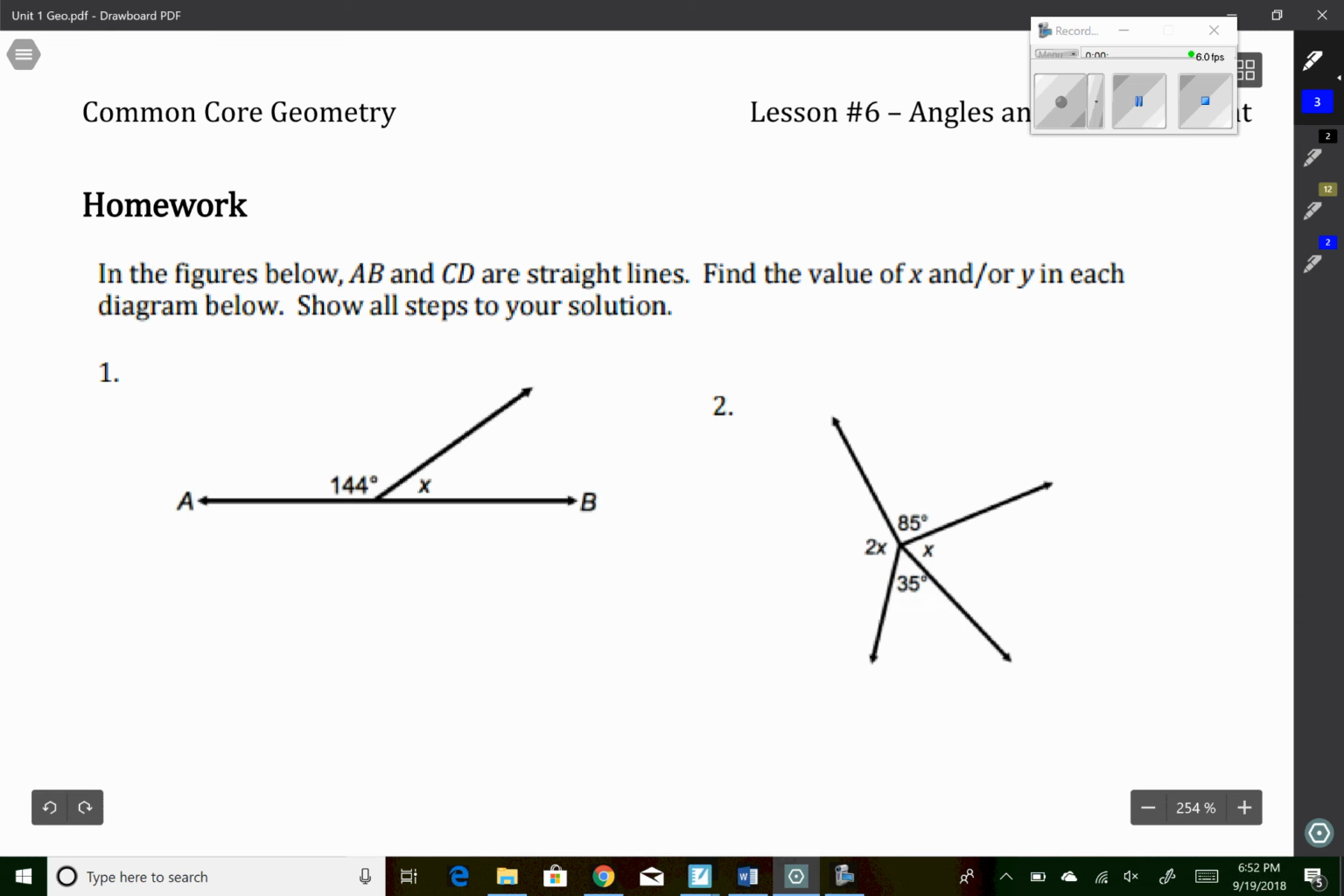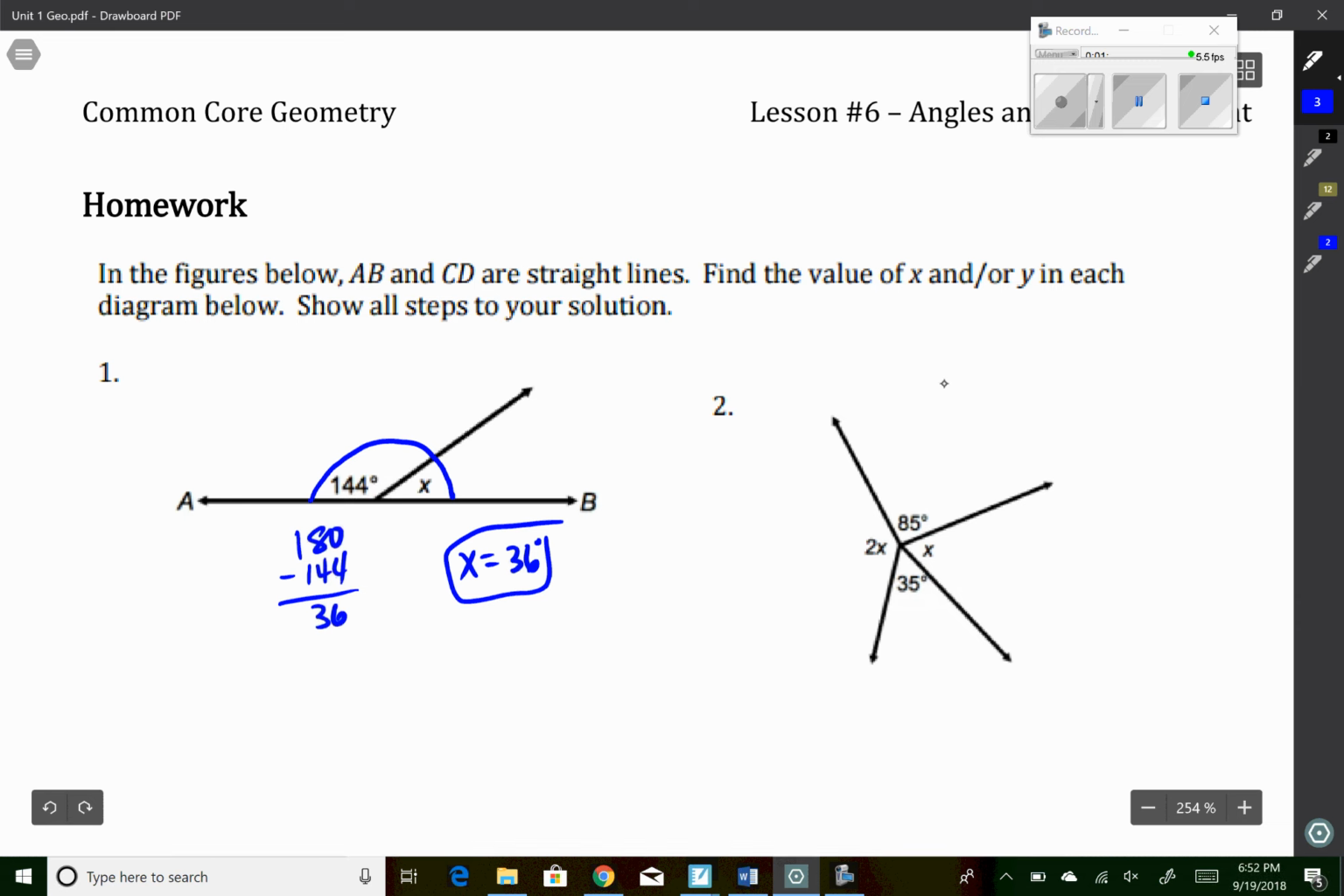Anytime I see a perfectly straight line, I notice that these two angles together add up to 180 degrees. So I could take 180 and subtract away the 144, and that leaves me with 36. So because 36 is what's left, I can say x is equal to 36 degrees.